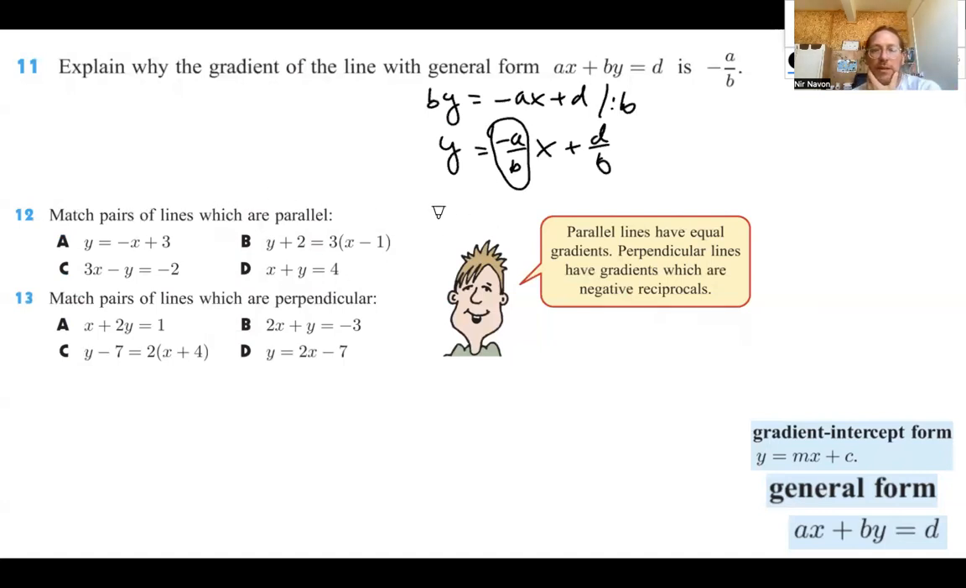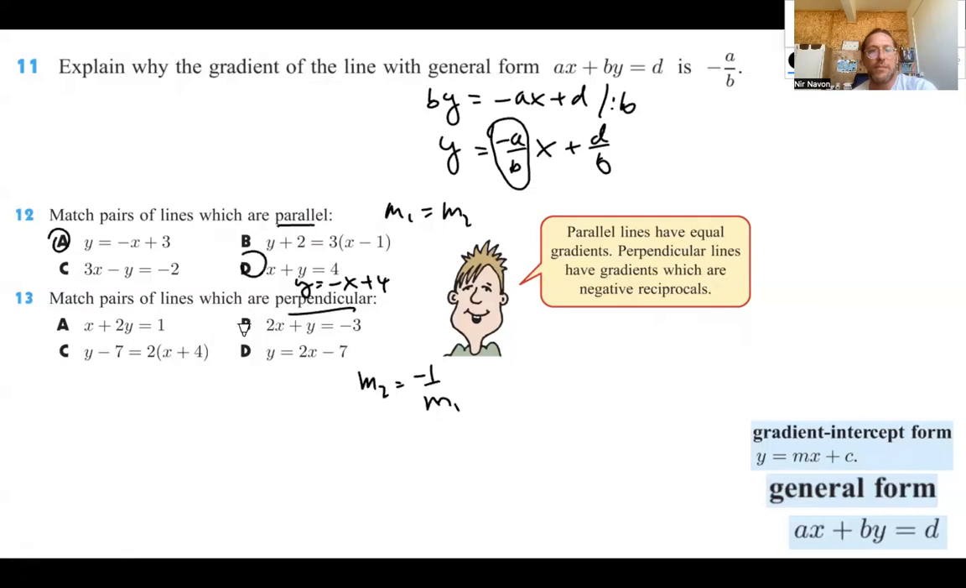Match pairs of lines which are parallel. Reminding you that for parallel lines, their gradients are equal, and for perpendicular lines, m2 = -1/m1. So let's see. Here, this is the gradient-intercept form, and this is the general form. So y = -x + 4. I can see a and d both have the same gradient, meaning they are parallel. You can check for the other two as well.